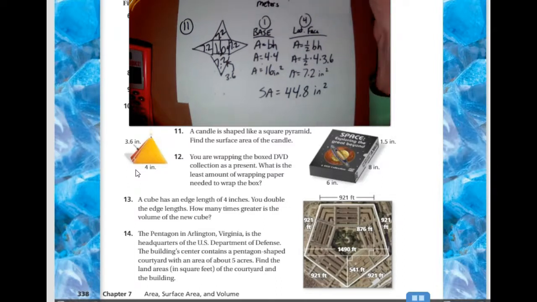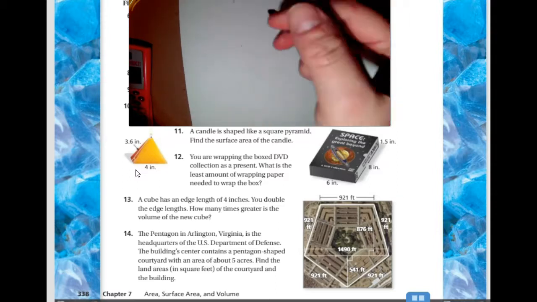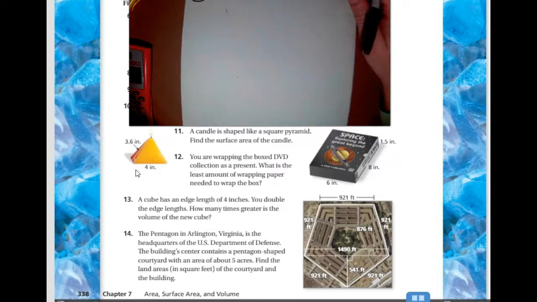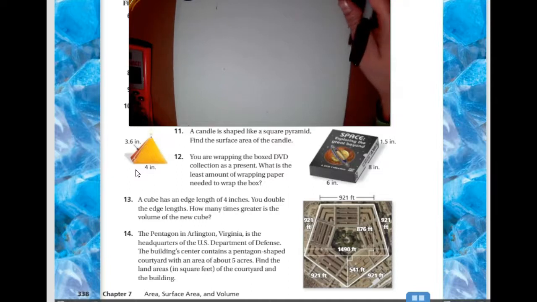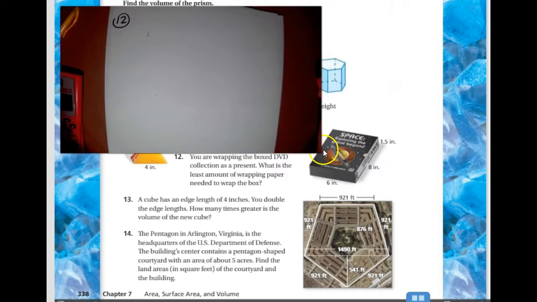Let's move on. Take a look at number 12. Number 12 says, you are wrapping the boxed DVD collection as a present. What is the least amount of wrapping paper needed to wrap the box? All right, so we're talking about this box here that's shown about space. What a great gift, by the way. We want to know the least amount of wrapping paper.